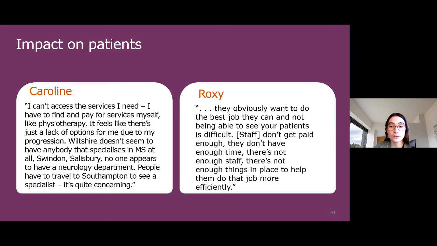I think Roxy touches on many of the factors driving variation that we see in MS. For one, it's harder to recruit staff in more rural and deprived parts of the country. But she also points to the fact that it is possible, as some of the other speakers have talked about, to unlock capacity by supporting professionals to move to more efficient ways of working. Next slide, please.